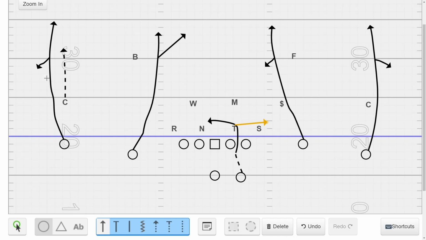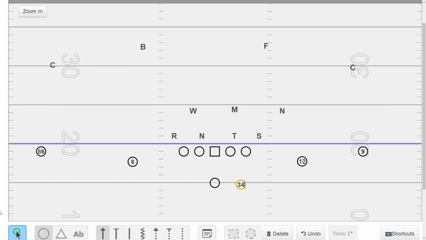And then the other receiver, or potentially the running back, is the outlet if we have to take it out of the pocket. All right, so that's how we set up the four verts. Now let's take a look at how Phil Longo does it. All right, here we are. This is an example of the four verts that we ran against LSU in the ReliaQuest Bowl and how we ran the progression.